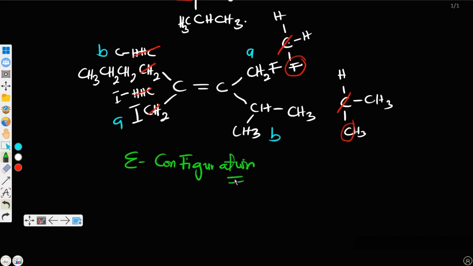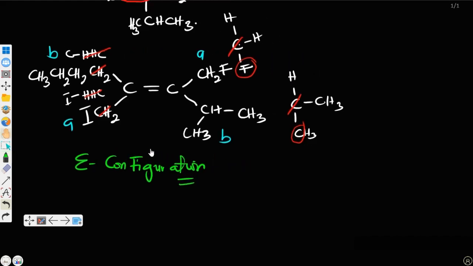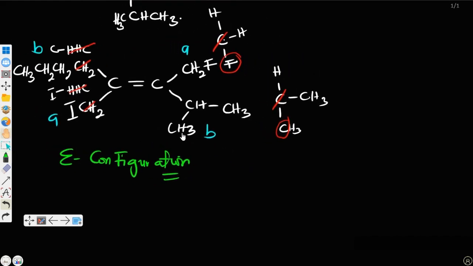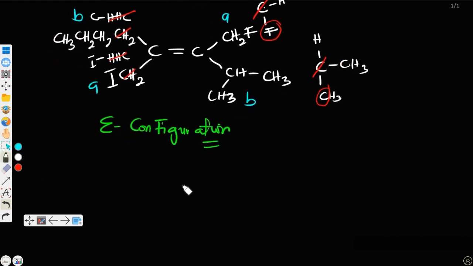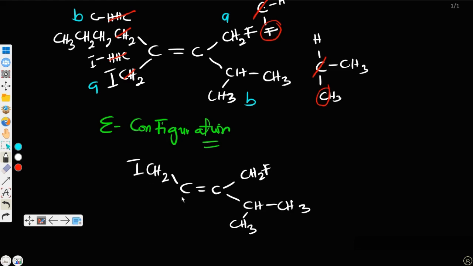Now, how do we draw the Z isomer for this? I told you that the Z isomer is drawn by just changing one or two of the stuff there. So to draw the Z isomer, we have C double bonded to C, we have CH2F, and then here you have CH3, CH3. Now what I'm going to do here is to interchange this. Let this one be CH2I, and then let this one be CH3, CH2, CH2, and CH2. Right? Exactly.